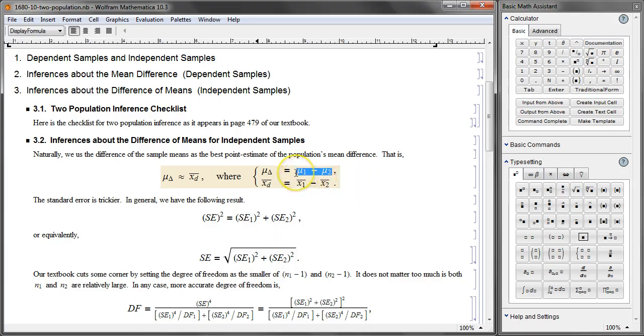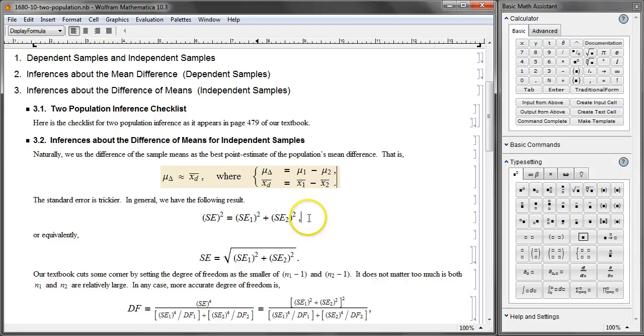Let's subtract one from the other and take the difference, which we call mu delta. By the way, the Greek letter delta is usually reserved for the difference, not just in this course, but everywhere. Now, what is the best point estimate of a population mean? That's a sample mean. So the best point estimate of the difference of population means will be, of course, the difference of sample means, x1 bar minus x2 bar, which we name as xd bar. That was easy to understand, the point estimate part.